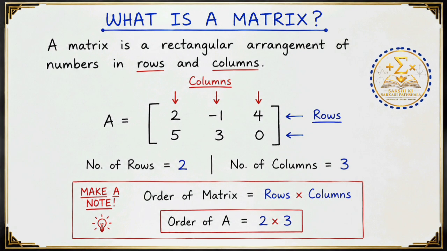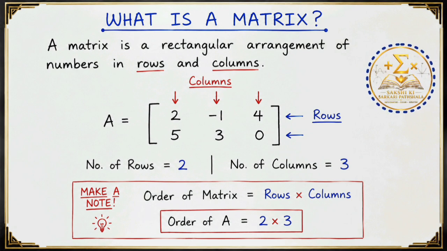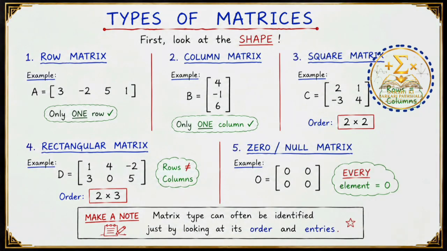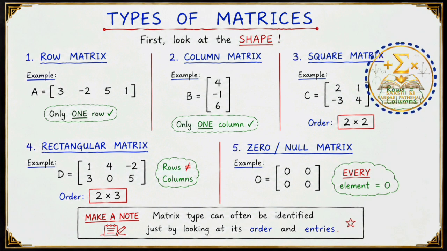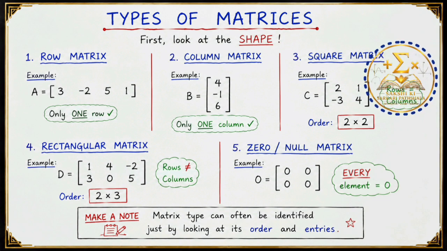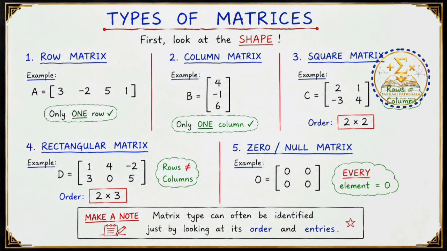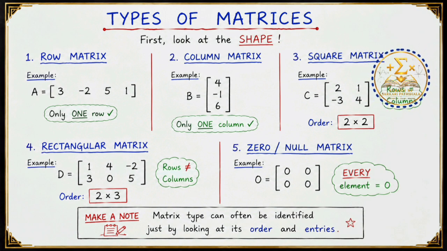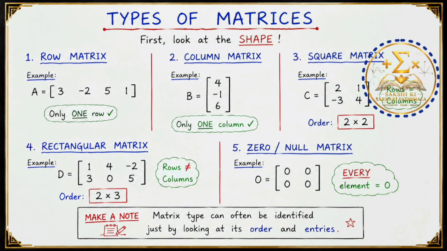Now moving towards the types of matrices, let us identify the different types of matrices based on their shapes. If the matrix has a single row, I will call it a row matrix. If it has a single column, I will call it a column matrix. If the number of rows and columns are equal, for example 2 cross 2, 3 cross 3, 4 cross 4, it is a square matrix. If rows and columns are different, it will be called a rectangular matrix.